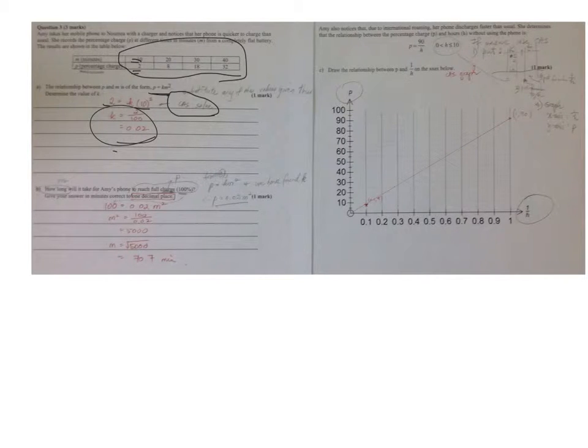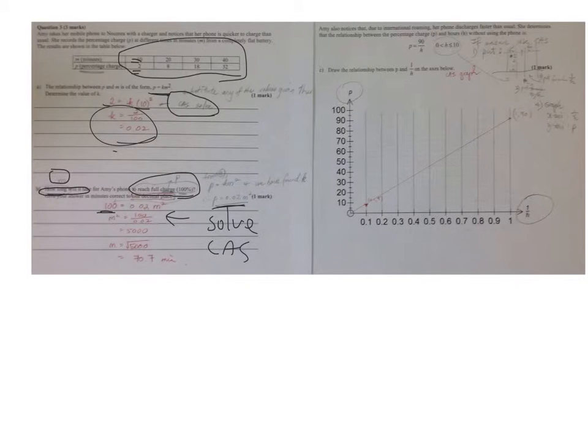Now, part B. How long will it take for Amy's phone to reach full charge? It's asking you to calculate the amount of time. How long will it take? So that's minutes, M. Full charge, that's P, the percentage charge. So in this case, P is equal to 100. From A, we know that P is equal to 0.02 M squared. So 100 equals 0.02 M squared. You can do it this way or solve using CAS.